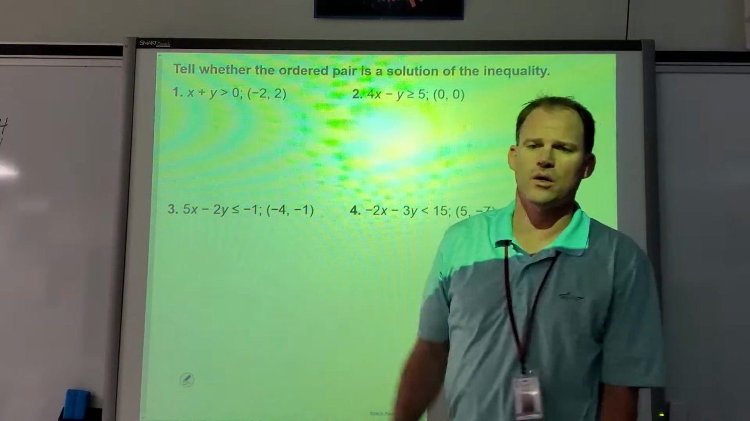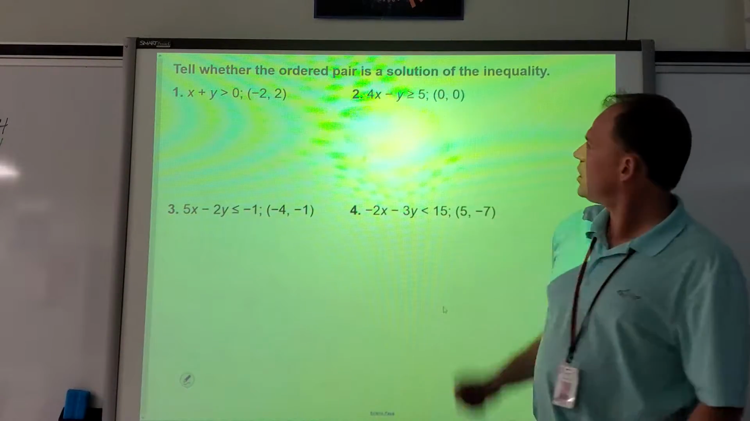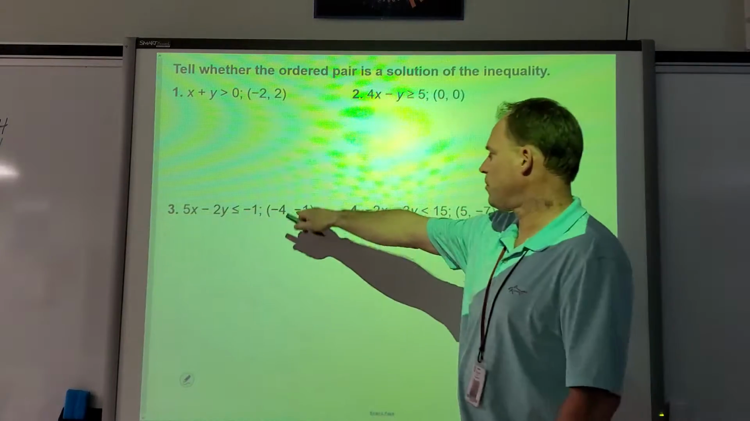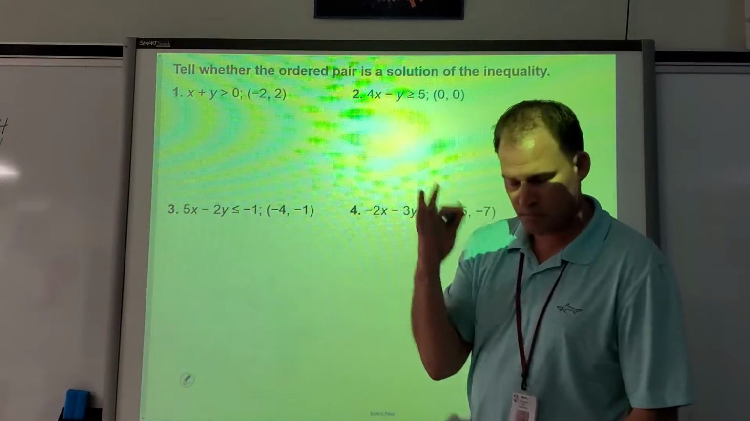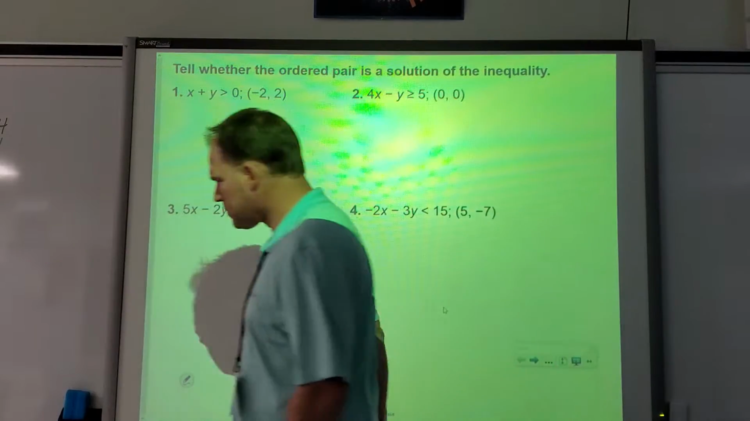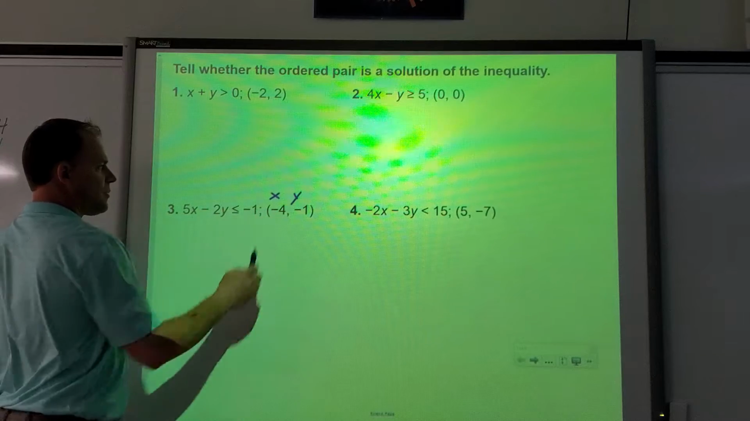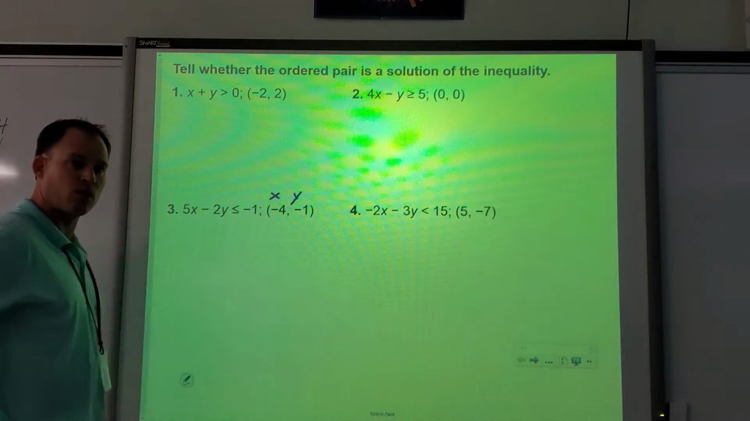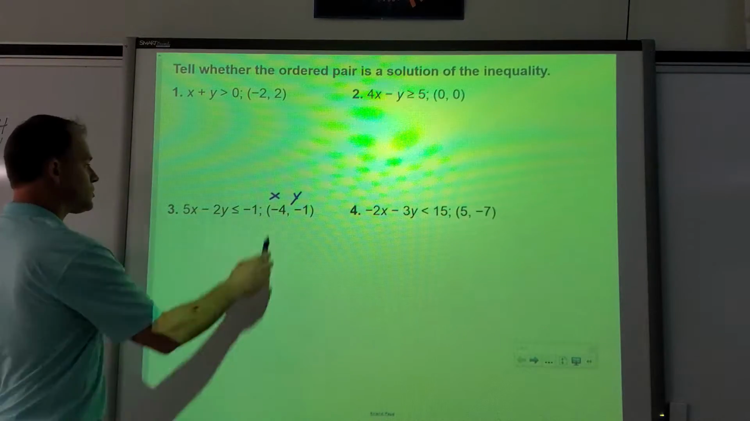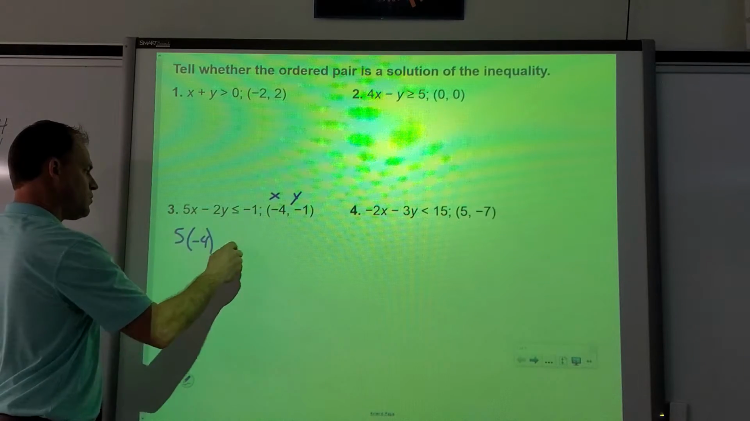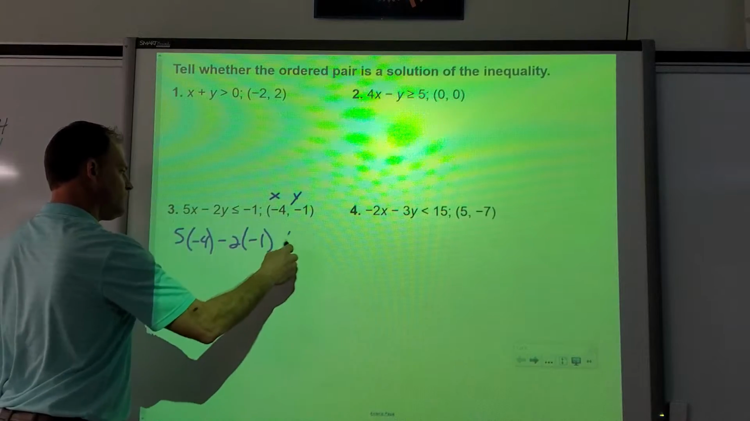So first off, we've talked about this. How can you tell if an ordered pair is a solution to an inequality? What do you do with the point? Plug it in. So we'll just do one of these, not going to do all four of them. Remember, it is always x comma y, so I put the x in for x, the y in for y, and then you evaluate. So 5 times -4 minus 2 times -1.